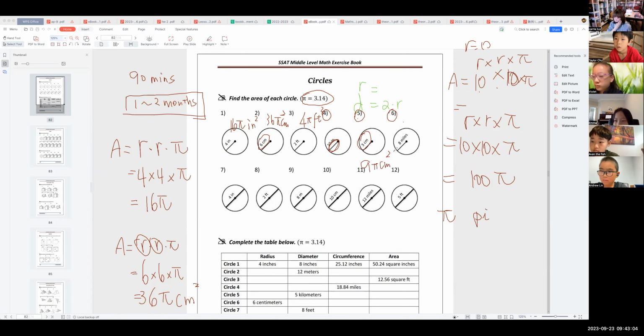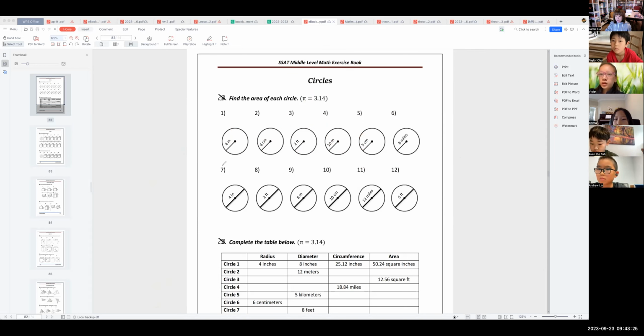Very good. And Evan, can you tell me number 6 equals what? 64 pi miles square. Very good. Good job. So all you need to do is just to square the radius, using radius times itself. So 6 times 6, 2 times 2, 10 times 10, and then times pi, right? Evan, you forgot to write the square for miles. Oh, really? I'm sorry. Yeah, so let's take a look at number 7.